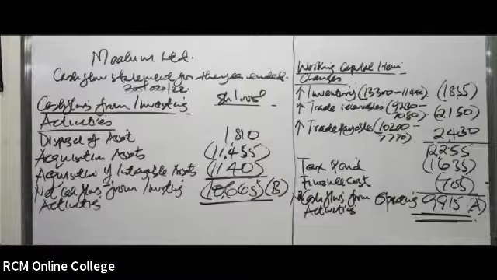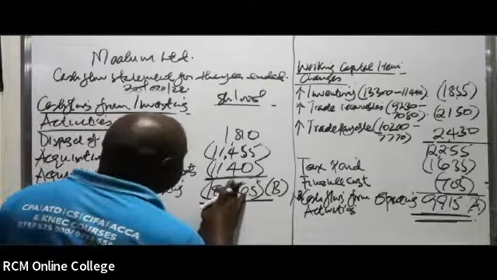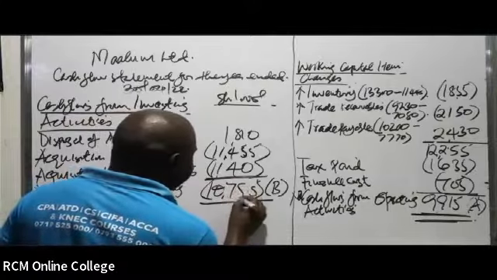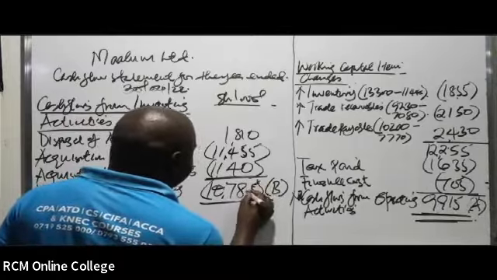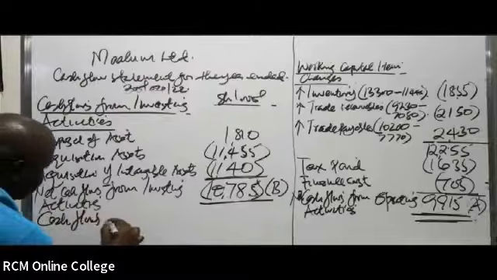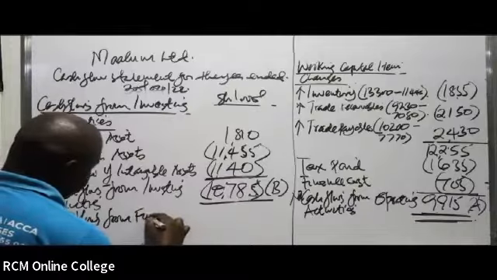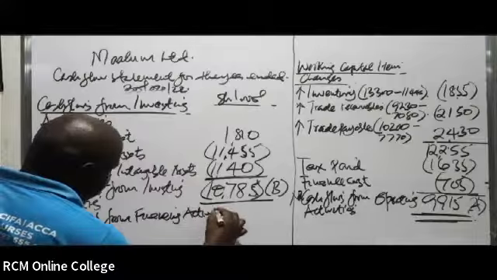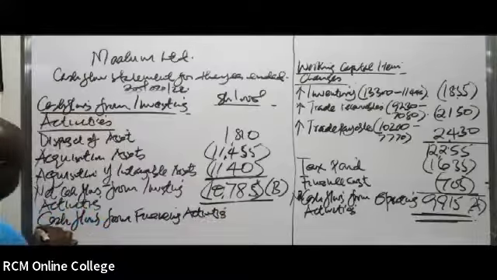There are only 3 items under the investing activities. It is 10,785. You can see you're correcting me, 10,785. So in this case, go down to cash flows from financing activities.